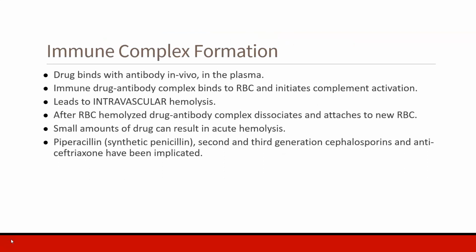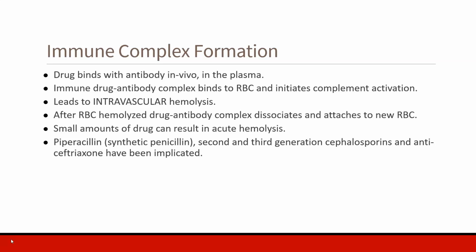The next type of drug-induced hemolysis is immune complex formation. So the drug binds with the antibody in vivo in the plasma. This immune drug-antibody complex binds to the red cells and initiates complement activation. This leads to intravascular hemolysis. So remember, the first one we talked about was extravascular. This one is intravascular, within the circulatory system.